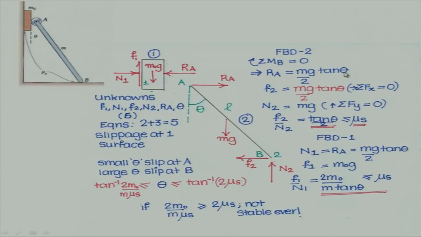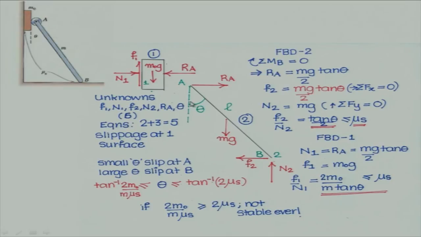And as we had rightly suspected, when theta increases, RA increases. And N2 will be equal to MG. F2 will be equal to RA, so the friction force is equal to this, and the normal reaction is equal to MG.